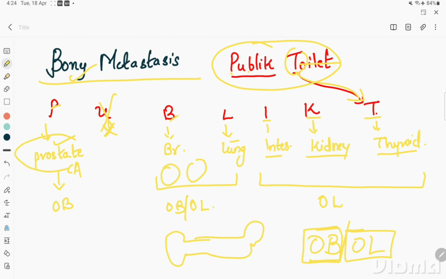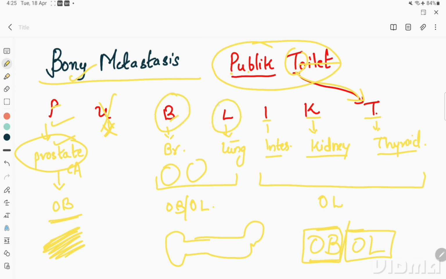The prostate cancer, if it spreads to the bone, has a blastic activity. That means it will increase the bone density or the bone mass. So it is osteoblastic. Prostate is osteoblastic. Next is your breast cancer.